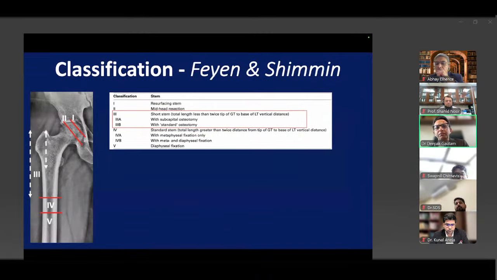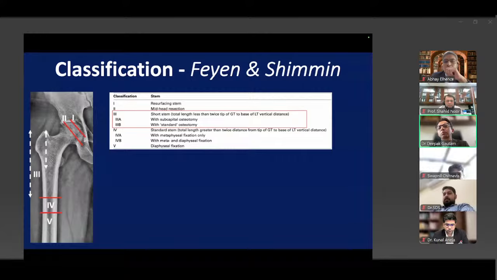Again, there are several classifications for the short stems, or say the stems, which you have been hearing since the previous presentations also. When you come to the size-based stem classification given by Feyen and Sim, the type 3 stems, which lie between the greater trochanter and lesser trochanter at twice that length, that means those resting between the neck, greater trochanter, and proximal part of the femur, are regarded as the short stem. That preparation may be with a subcapital osteotomy or with the standard osteotomy.